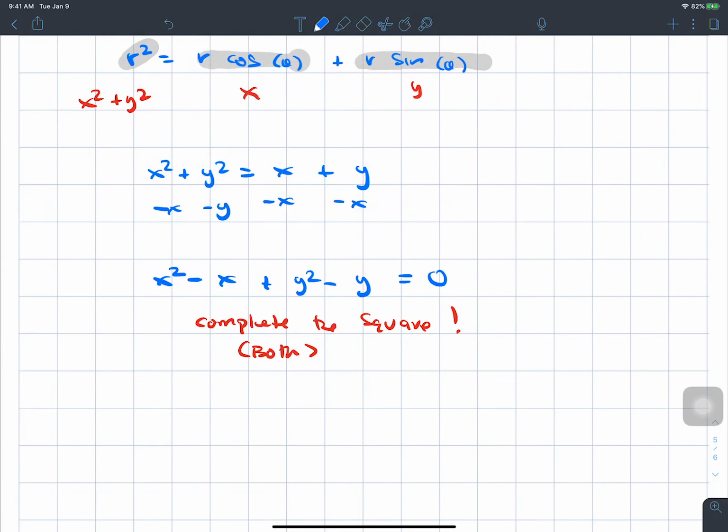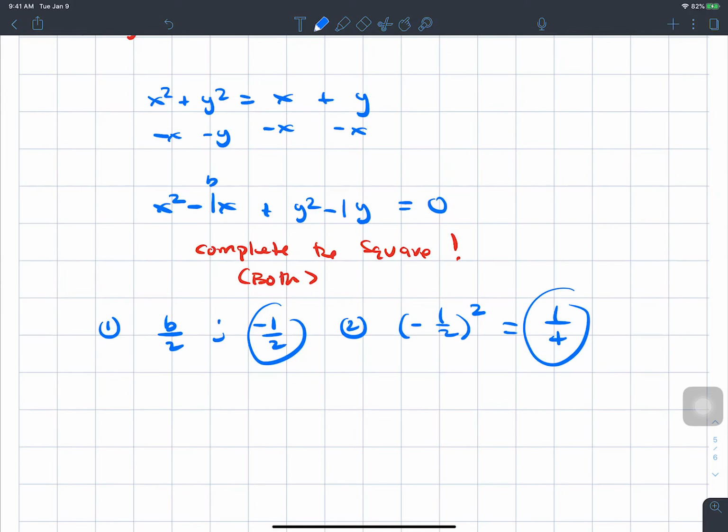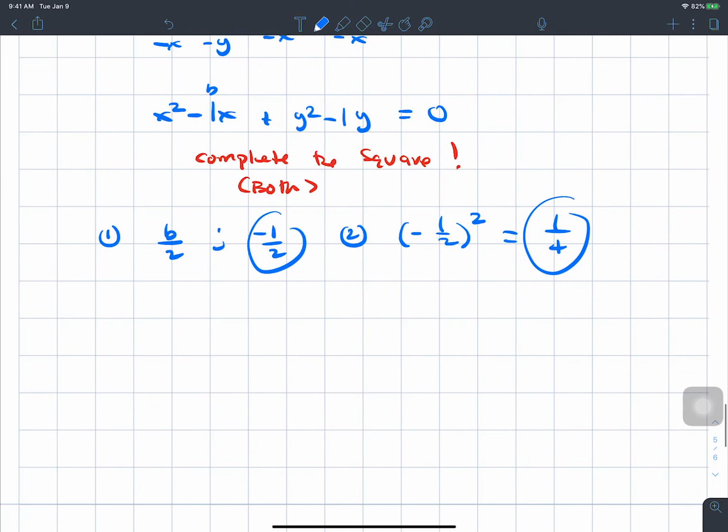So if we complete the square, you're going to go to that b value. They're both the same, right? So this is that b. So you start with b over 2, if you guys remember the process for completing the square. That's negative 1/2. We're going to use that. Second step is you're going to take the negative 1/2. You're going to square it, and you get 1/4. You're going to use these values. And this is actually going to work for both the x variable and the y variable because you have the same b values. So here's how you can look at that.